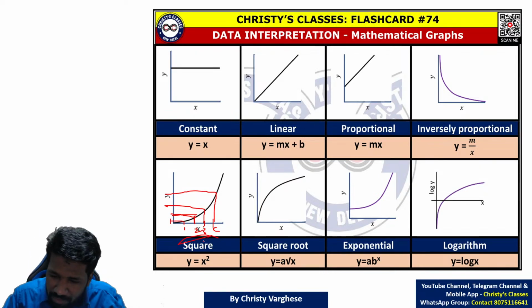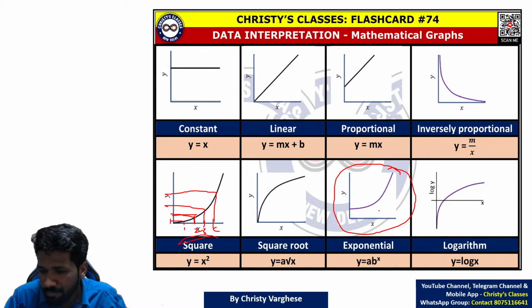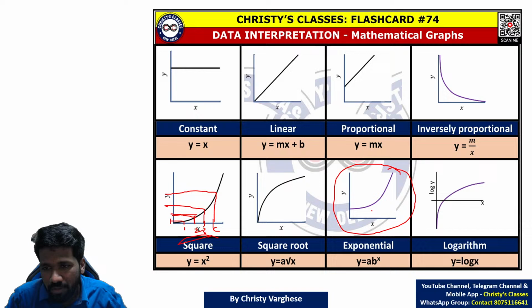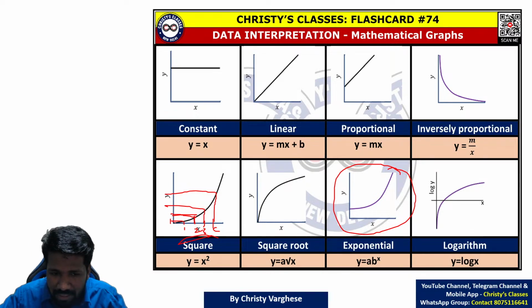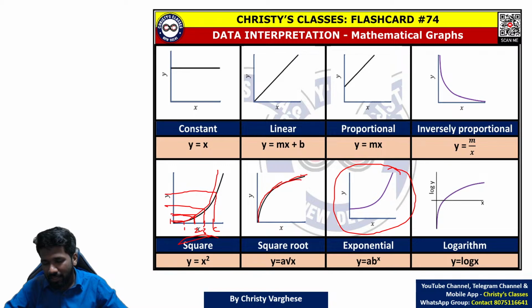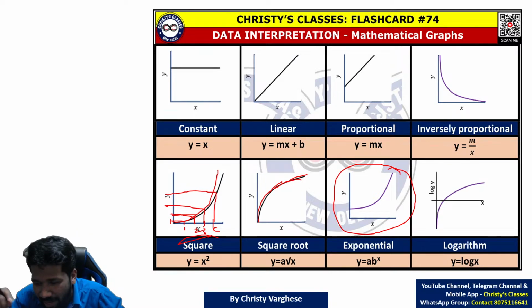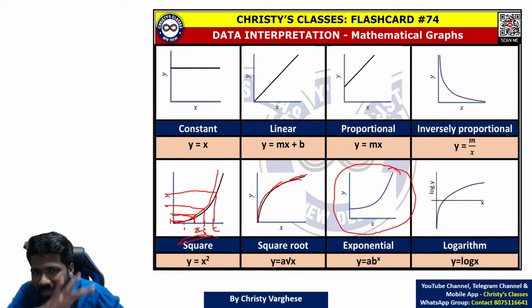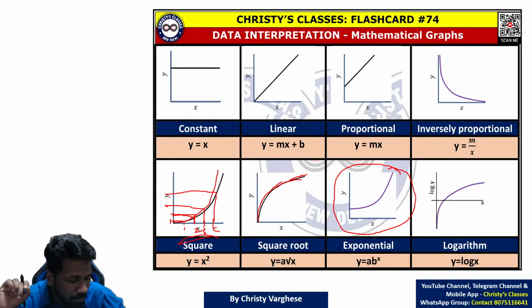The square graph shows exponential growth. So that is another example of an exponential graph. Cube also, any powers are exponential curves itself. Now square is this way. So square root graph will look something like this. Again, these are things that can be asked in data interpretation, but not very frequently. But a basic idea of these graphs will help you.